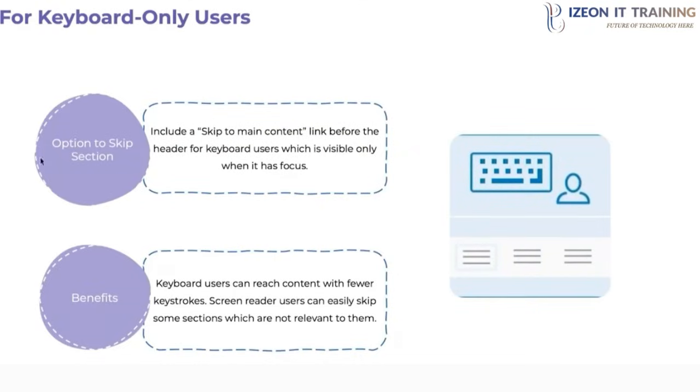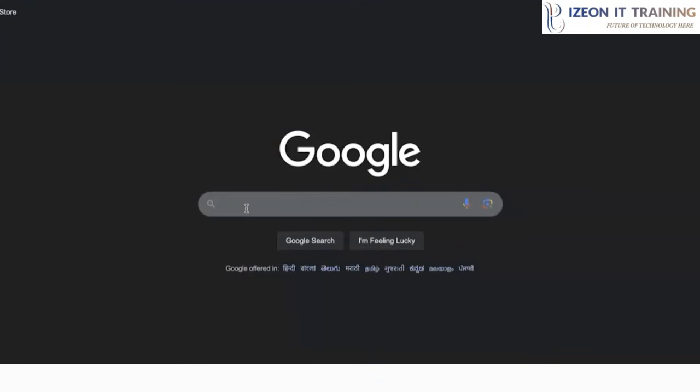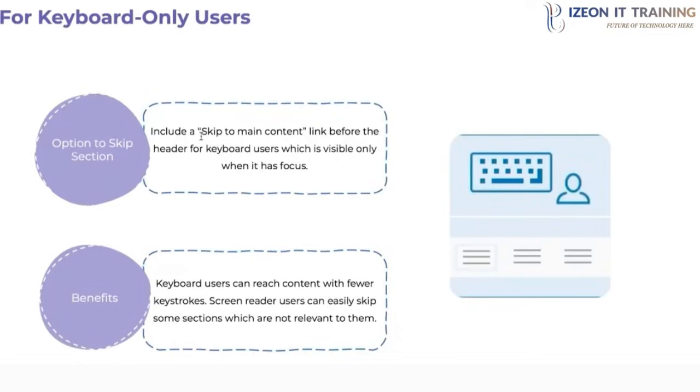For keyboard only users, okay. Option to skip select section. Okay. Include a skip to main content link before the header for keyboard users, which is visible only when it has focus. Skip to main content. I just know there is tab and sometimes the navigation menu also works. I'm not sure about the skip to main content. Maybe you guys can Google this and see what is the skip to main content link they're talking about.